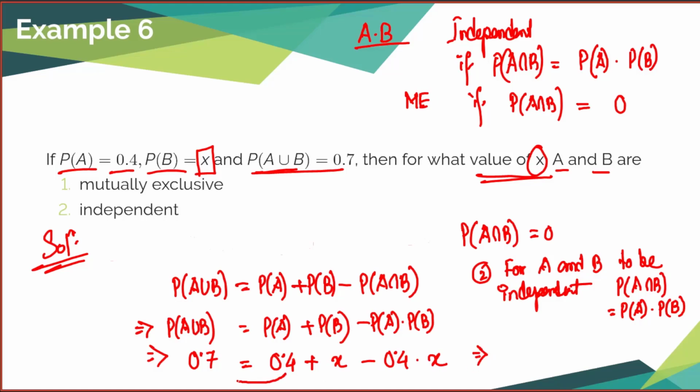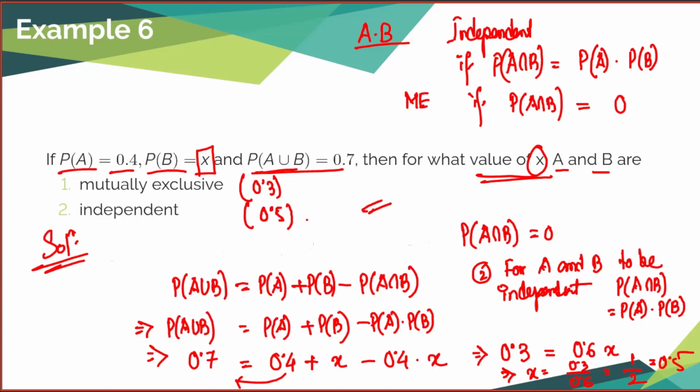So to solve this, I will transfer this here, so it will be 0.3 is equal to 1 minus 0.4, that means 0.6 times of X. So this gives X equal to 0.3 by 0.6, which is, I guess, half. So X equal to 0.5. So for this the answer is 0.3, for this the answer is 0.5. So this is how we solve this situation.